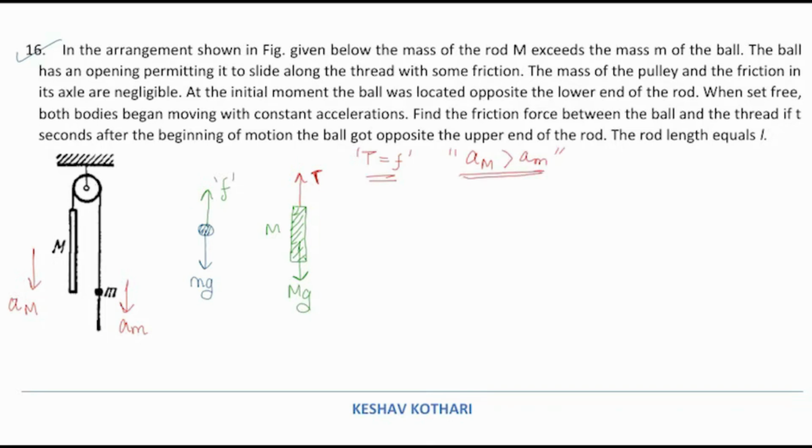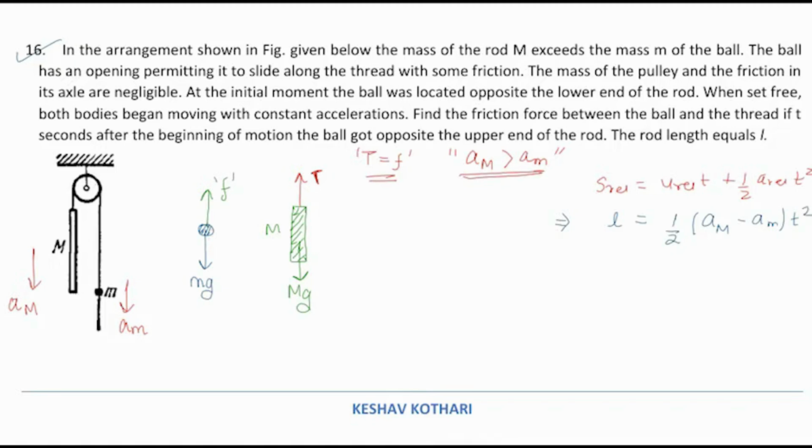Now if we apply the relative motion equation, S relative is equal to U relative t plus half a relative t squared, we can write that the relative displacement is equal to L. The initial velocity of both is equal to 0, so we ignore this part and we get L equals half, acceleration of capital M, the rod, minus acceleration of the bead, into t squared. This is how we frame this equation.